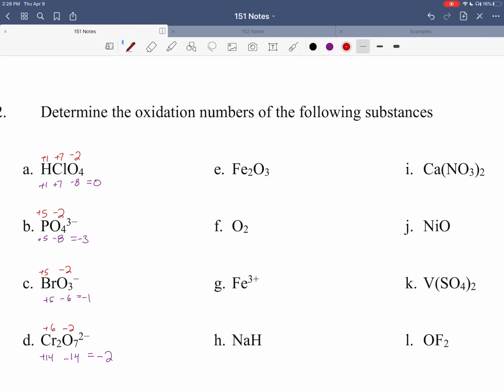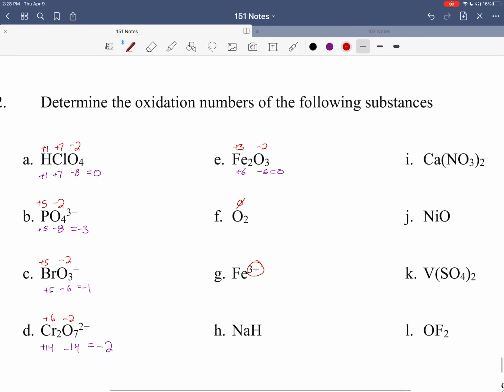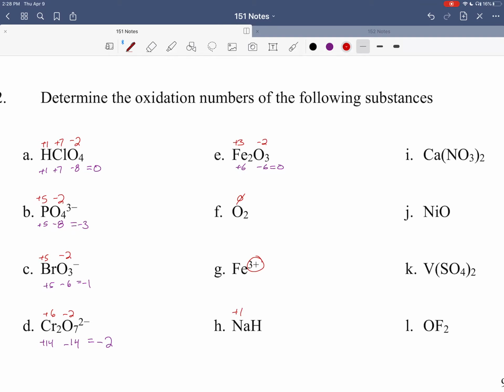E. Now E, if I just name E, I get the answer. Fe2O3, iron 3 oxide. -2 plus 3. Does it work? Yes. O2. Very easy to write down -2 here, but it's an element by itself, so it's 0. Iron 3 plus is just plus 3. Sodium hydride. Sodium's plus 1, so it means -1, and it works.